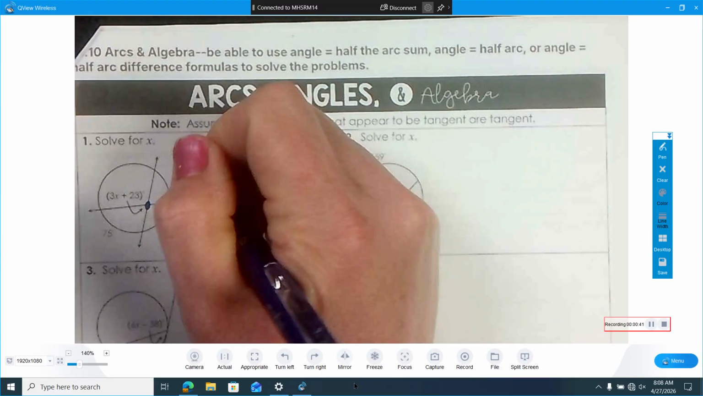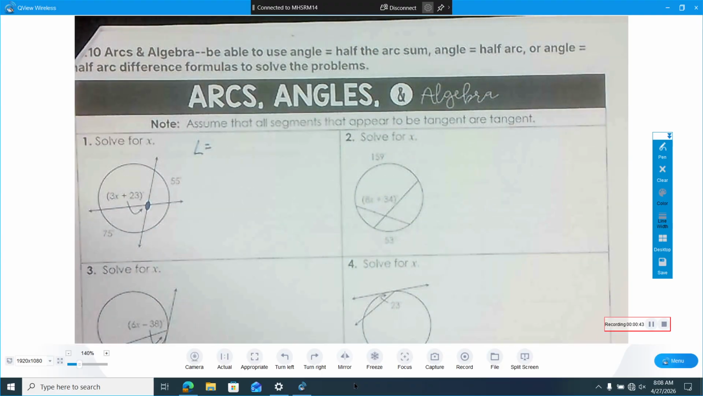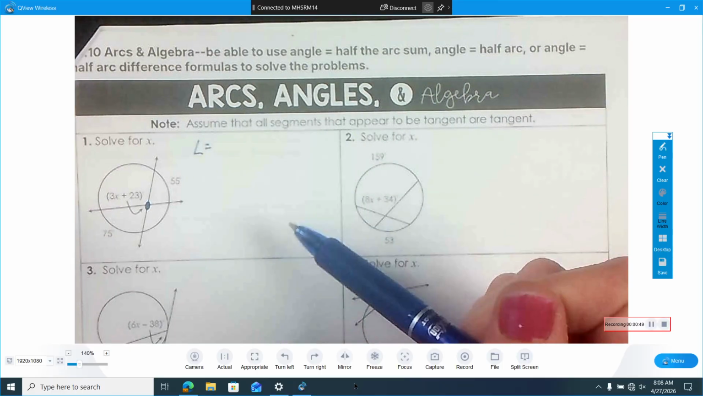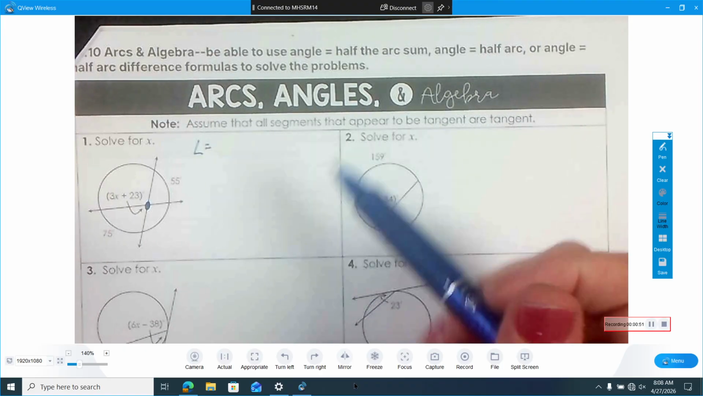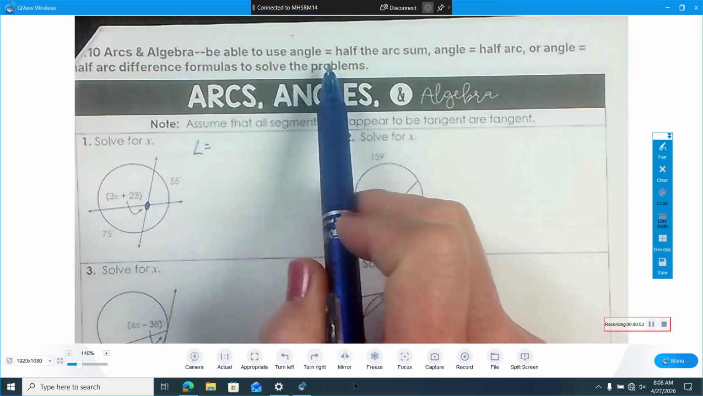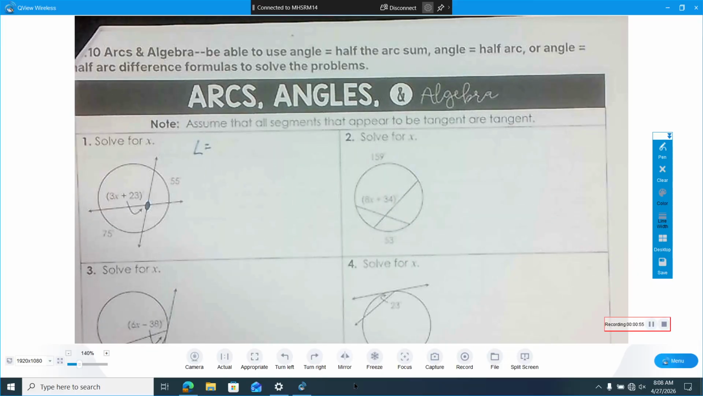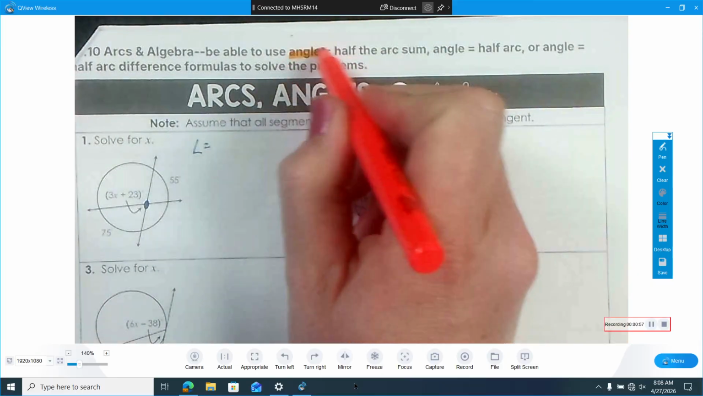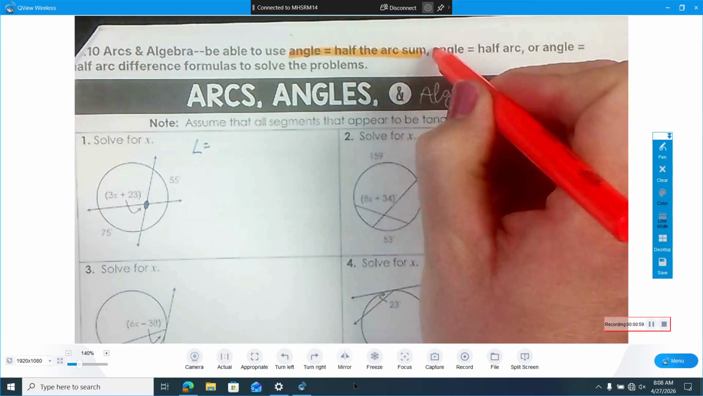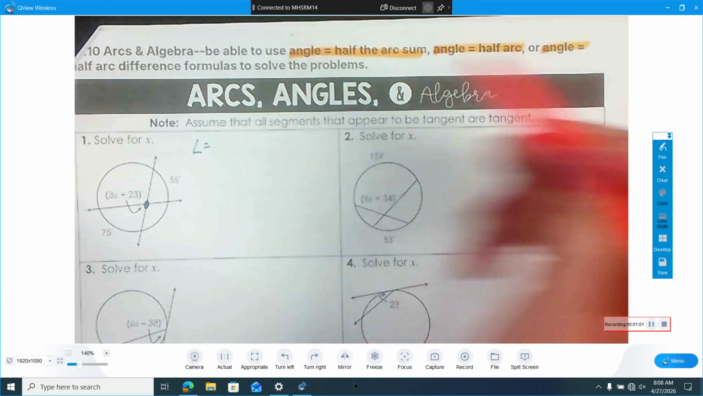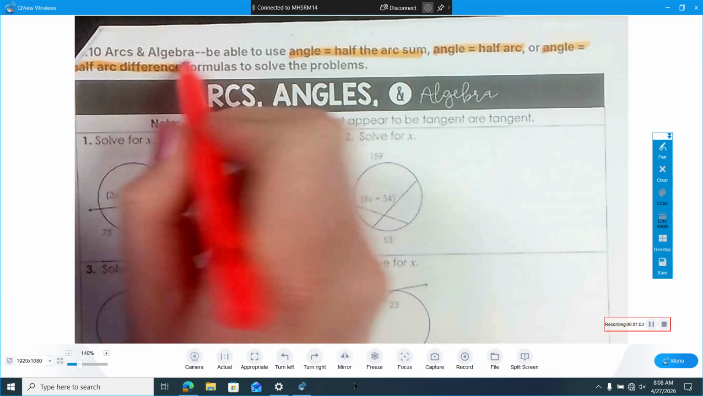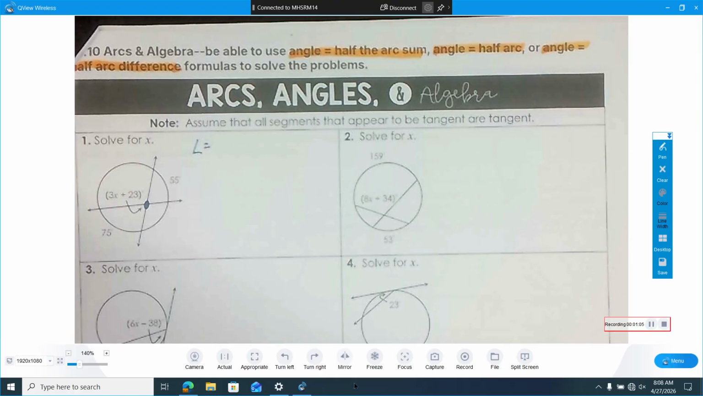I'll give you a hint. It says angle equals... So is it half the difference? Or is it, see, I even wrote it up here, angle equals half the sum, angle equals half the arc, or angle equals half the difference of the arcs. So there are three choices.